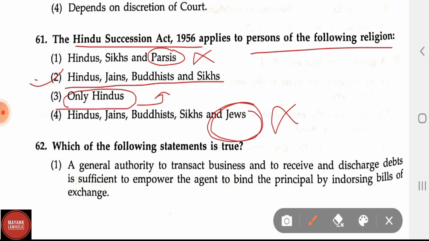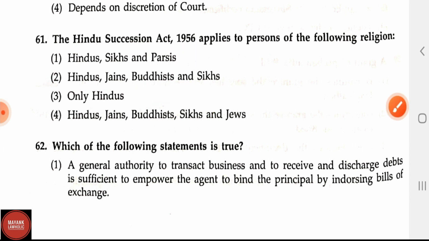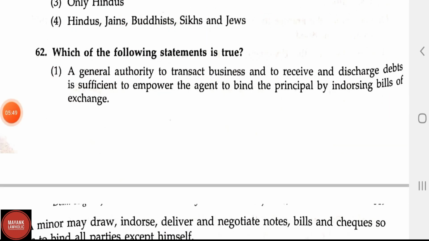But it applies to Hindus, Jains, Buddhists and Sikhs. So the correct answer is option 2, Hindus, Jains, Buddhists and Sikhs. Which of the following statements is true?